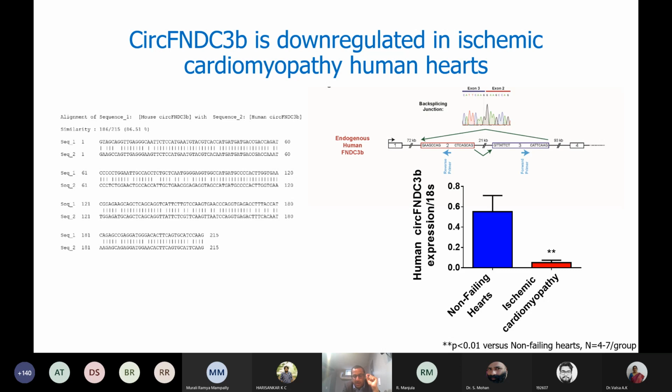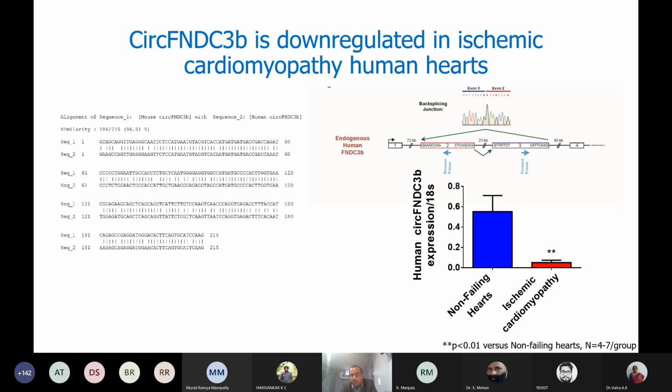We again isolated RNA and treated the RNA with RNase R to deplete all the linear RNA. And we looked at only circular FNDC3B. And very interestingly, we found it is significantly downregulated. This red bar shows that in the ischemic cardiomyopathy hearts, it is downregulated. So this says that in mouse pathology and human pathology with cardiovascular disease, this circular RNA expression is going down.